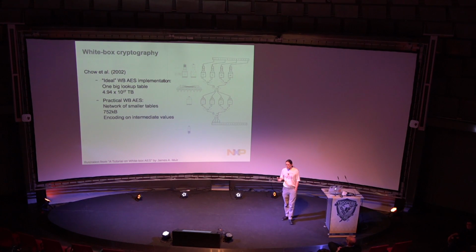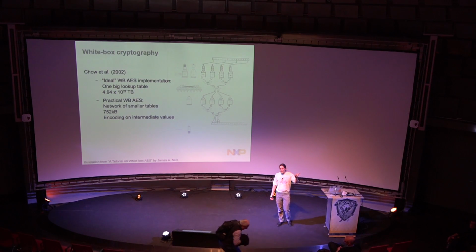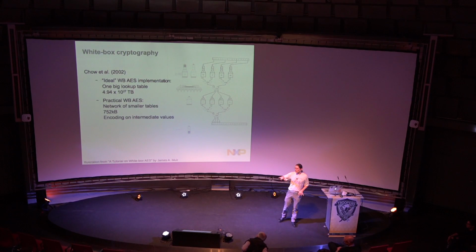It's just do everything in one single table. You give a plain text, send it to your lookup table, and the lookup table will give you the corresponding ciphertext. That's super secure, but how large is this table? Well, you cannot really afford that. So for a practical white box on AES, for example, you have to break down this cipher into smaller lookup tables that are interlinked.